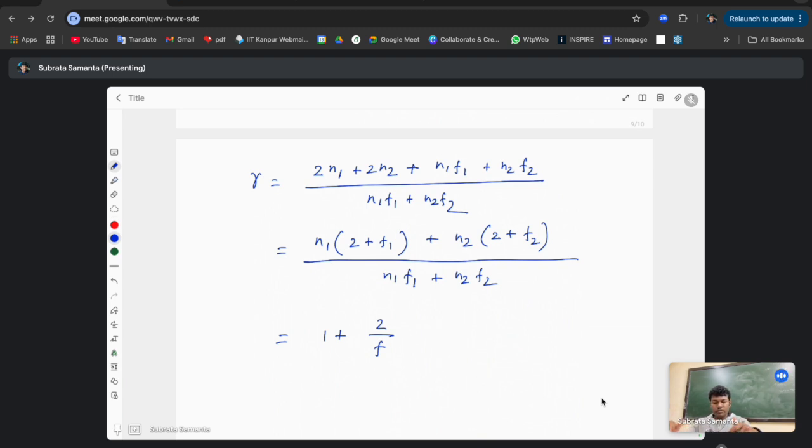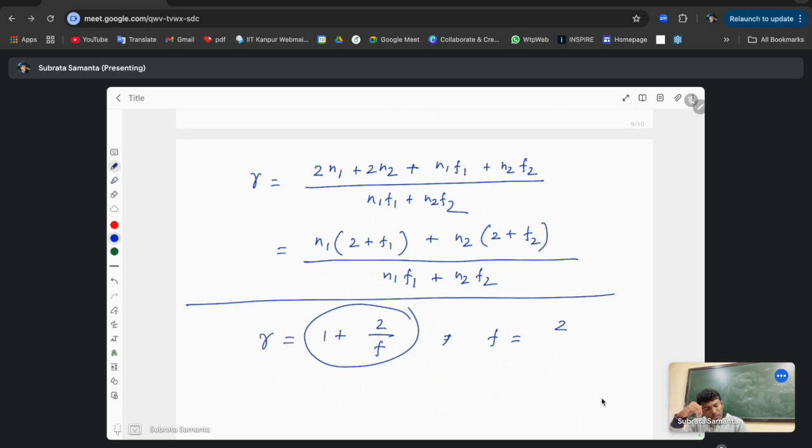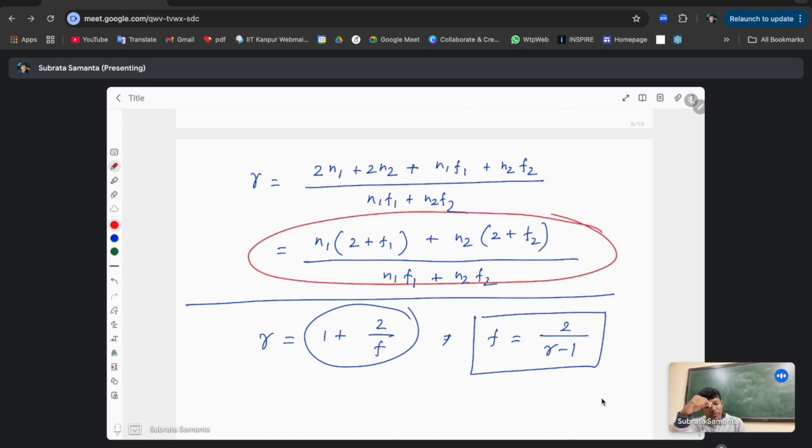So I can go backward. First calculate the gamma of the mixer, and I know that gamma is basically 1 plus 2 by f. So f is basically 2 by gamma minus 1. Once you know n1 f1 and n2 f2, you can calculate this gamma, and once you calculate gamma, you can calculate the degree of freedom f of the mixer, which is 2 by gamma minus 1.